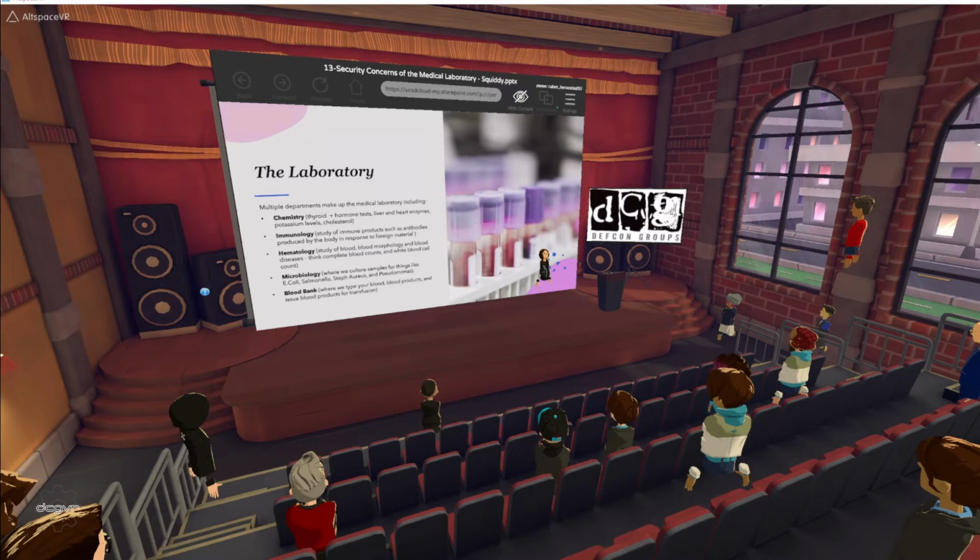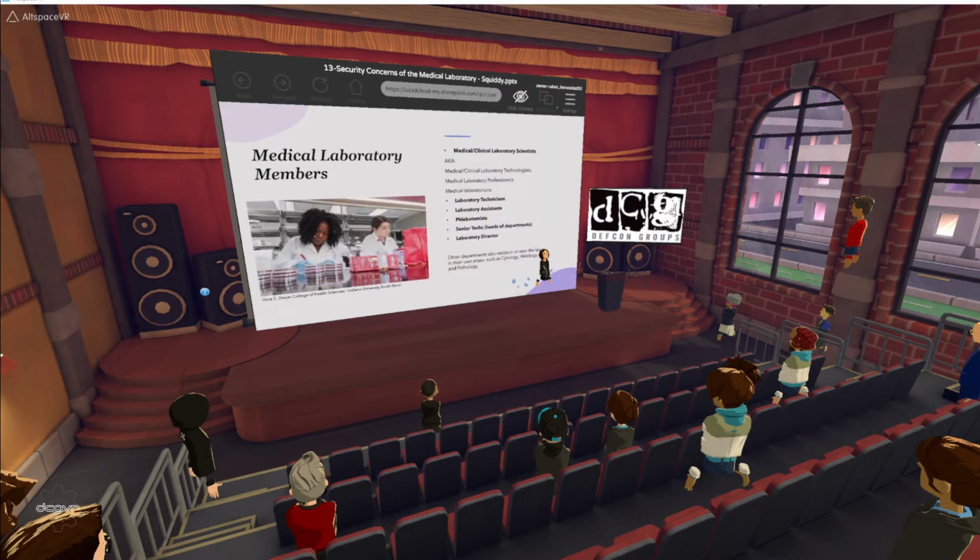Microbiology, where we do some really cool stuff like culture samples for E. coli and salmonella, things like Pseudomonas and C. diff. Blood bank, where we type your blood and issue blood products for transfusion. There's also going to be a processing and receiving department for samples coming into the lab. Next slide, please.